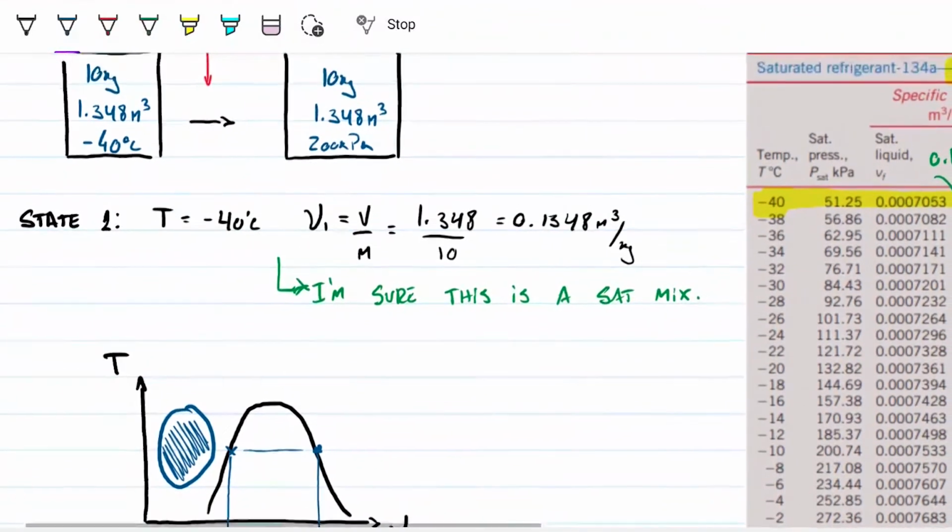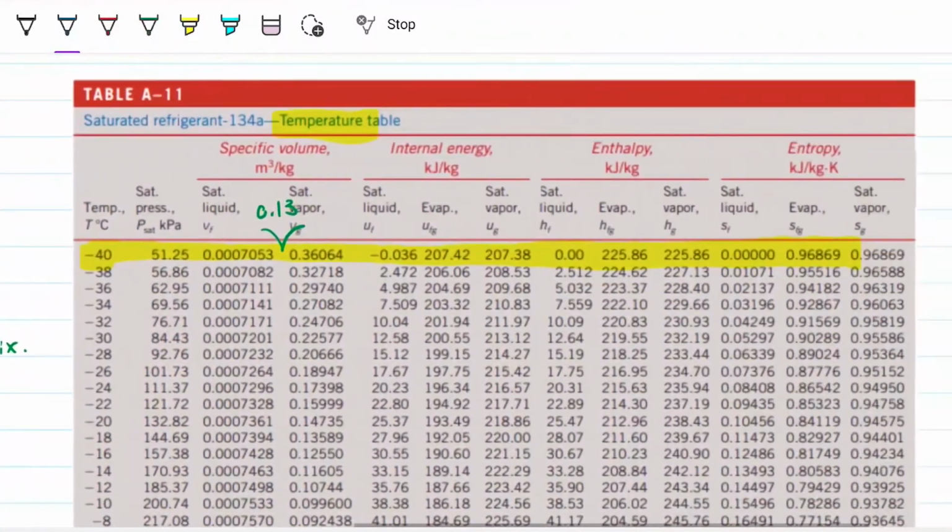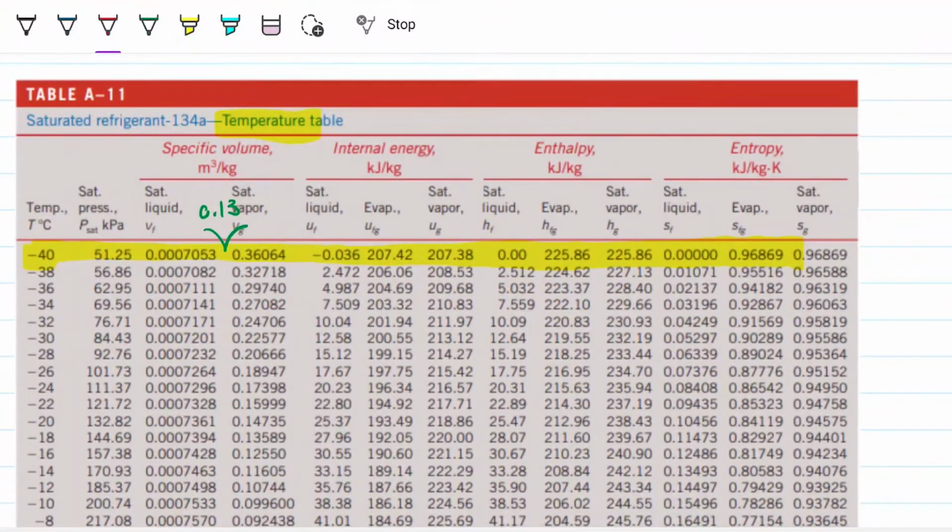But for now, I'm sure this is a saturated mixture, and therefore all these properties are valid. So that means the pressure has to be 51.27. There's no other option. It means that my internal energy is going to be somewhere between minus 0.036 and 207.38. My enthalpy is going to be between 0 and 225.86, and my entropy is going to be between 0 and 0.96869. So all those properties I know of because I've defined the first state.